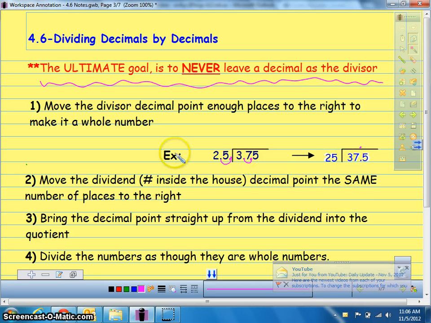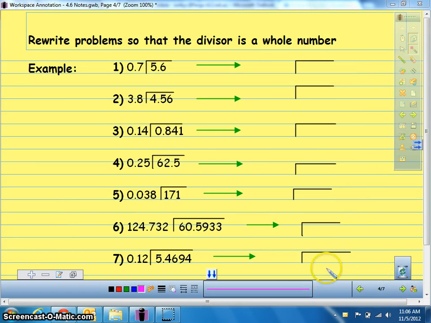And so on. So we move the divisor decimal point enough places to the right to make it a whole number. Then we do the same thing inside the house. Put the decimal point straight up and divide it like normal. So let's practice just moving that decimal point. I've got some problems here in which we need to just practice rewriting these problems so the divisor is a whole number.